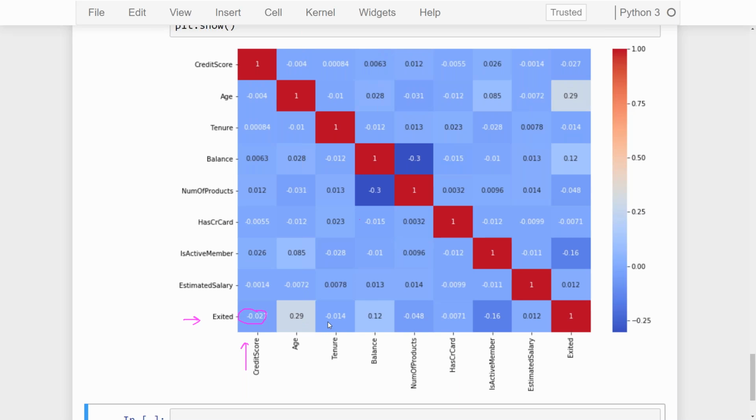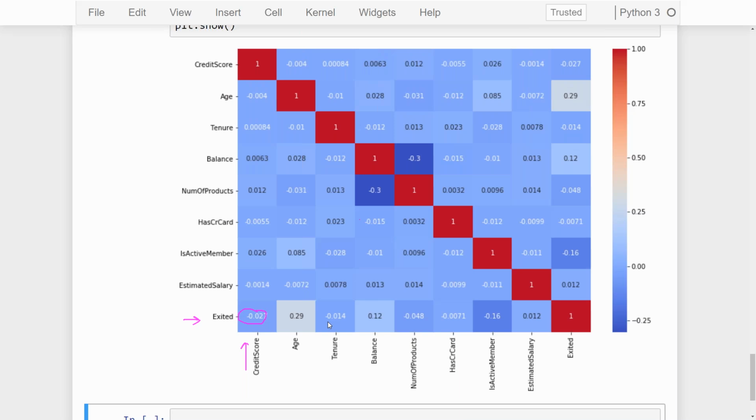Tenure. Is it impacting, not impacting? Minus 0.014. Case 1, 2, or 3? And then is it impacting or not impacting? Minus 0.014, so it's closer to 0. So not impacting. Minus 0.014 is lesser than plus 0.1 and higher than minus 0.1. So it's a not impacting feature. It is between minus 0.1 to plus 0.1.